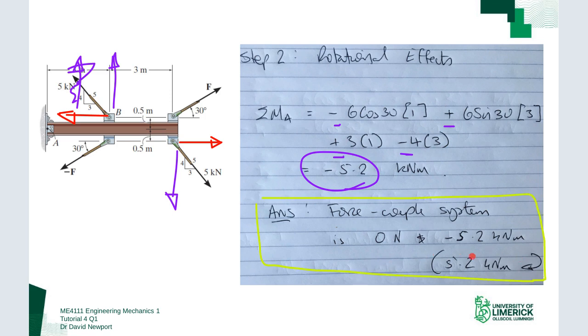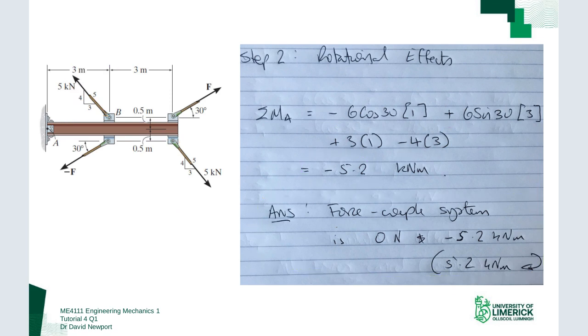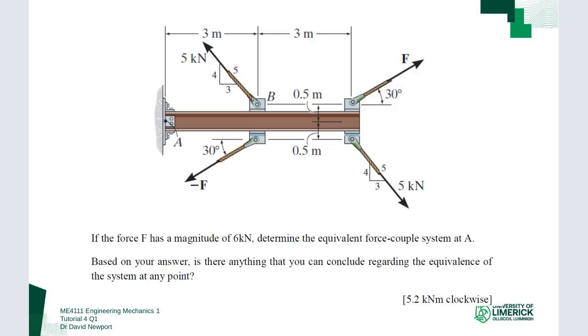Okay, so my overall answer then is that the force couple system is 0 newtons and a rotation of minus 5.2 kilonewton meters. Again, I've indicated here a clockwise rotation of 5.2 kilonewton meters.